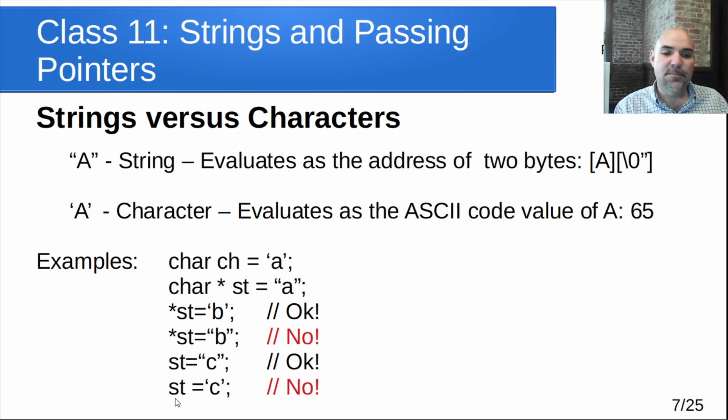So I'm trying to stick the number 99 into a thing that's holding an address. That's wrong. All right, so again, look at these. Make sure you understand the distinction between single quotes and a character, which evaluates as the ASCII value of it. Double quotes with stuff inside of it evaluates as the address of where in memory that null terminated string lives.